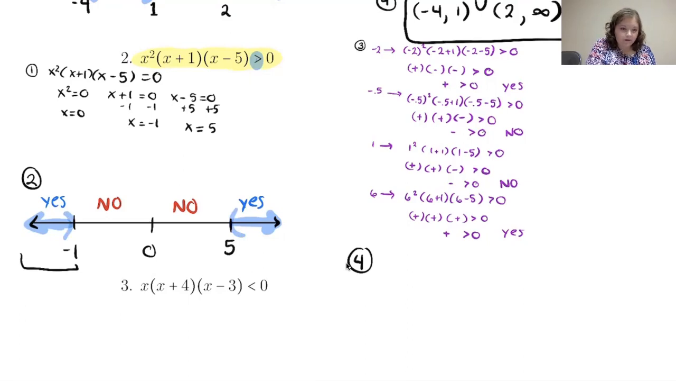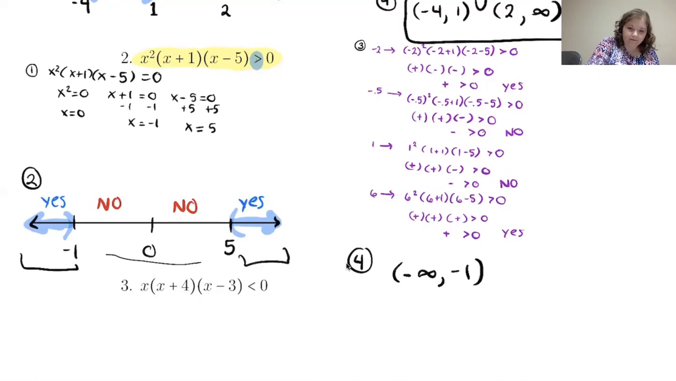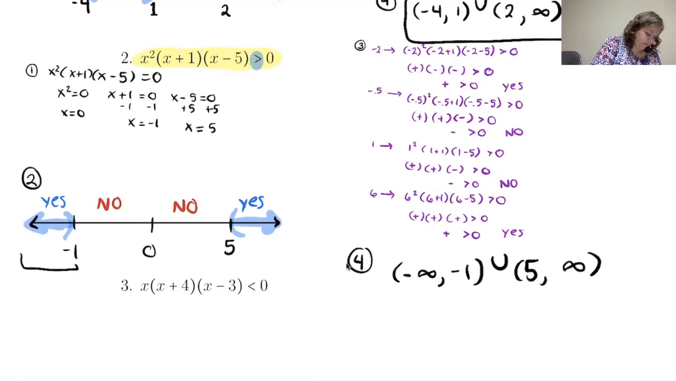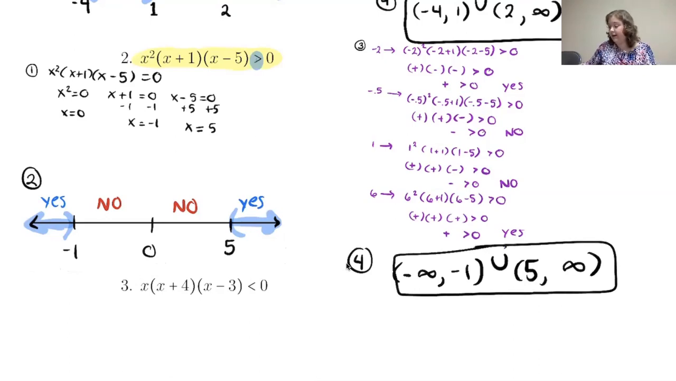So this interval from -infinity to -1, the infinities always get parentheses. The -1 gets a parenthesis because of this sign right here that's a strict inequality. And then we don't include these intervals, so we skip over those, and then we have this next one, 5 to infinity. And those both get parentheses as well. And we will put the union sign in between them like we do whenever we have more than one interval. And that is going to be our final answer: -infinity to -1 union 5 to infinity.